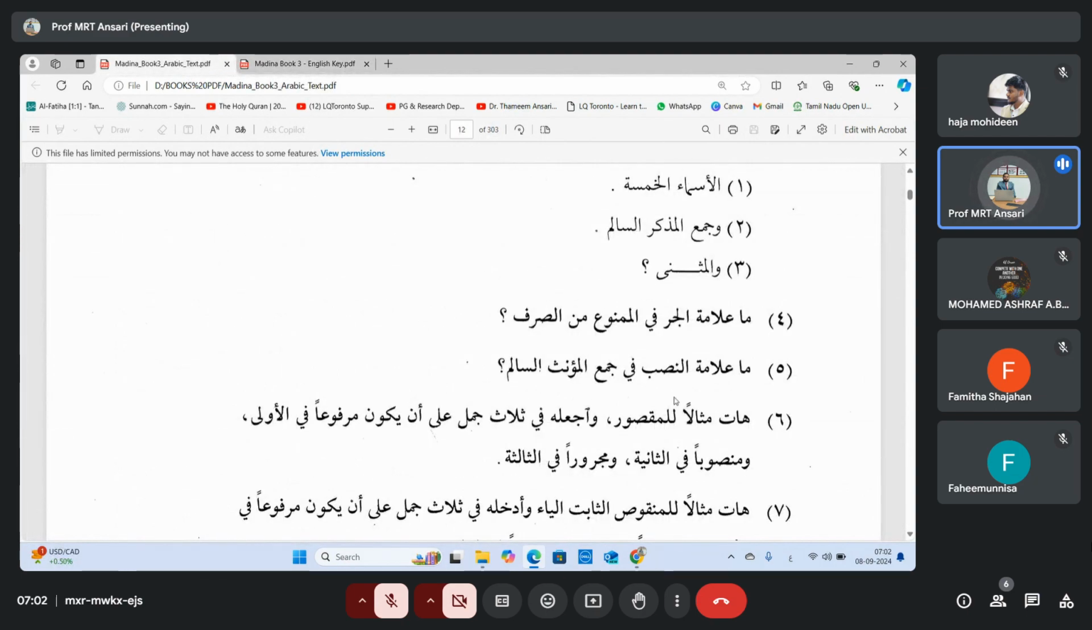Next, ma alamatul nasbi fi jam' al-muannath as-salim? What is the nasab ending in the sound feminine plural? Dear siblings and participants, you know very well that when the sound feminine plural comes in the position of mansub, it takes kasra instead of fatha. Okay.